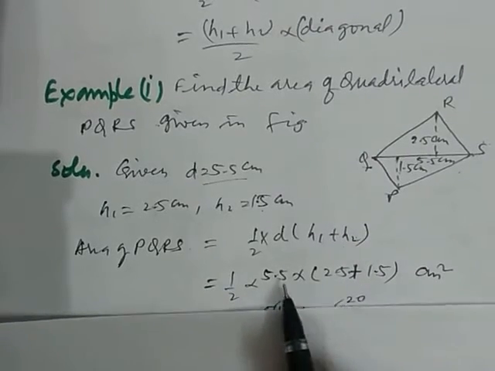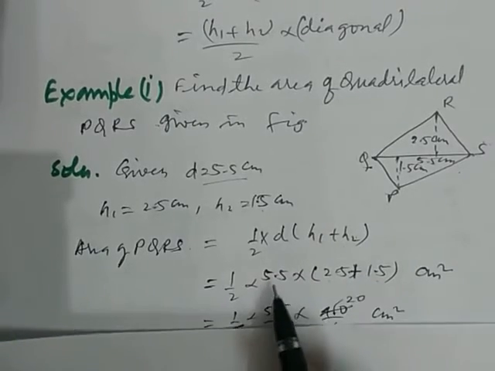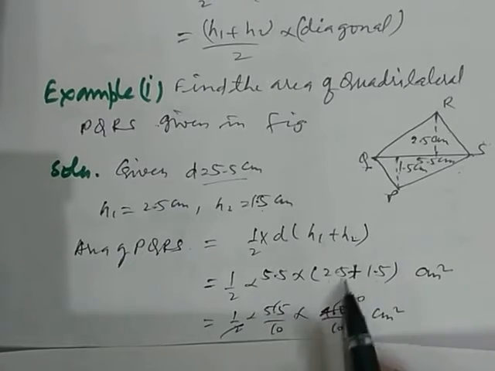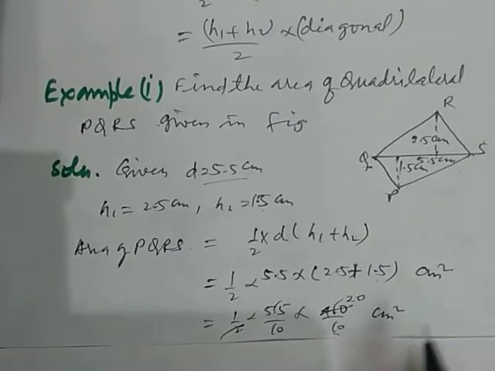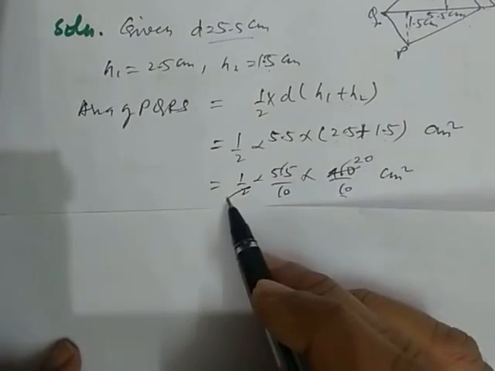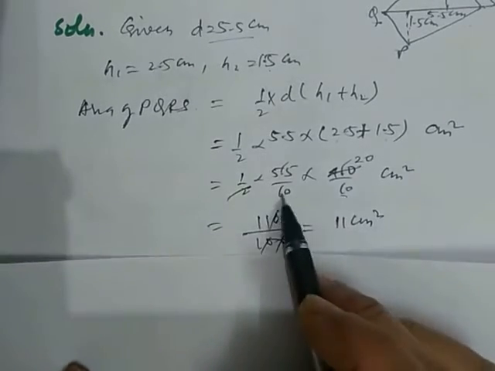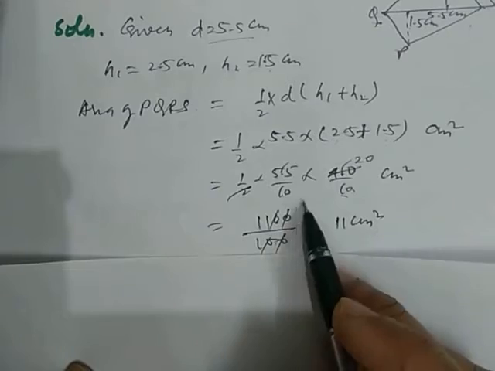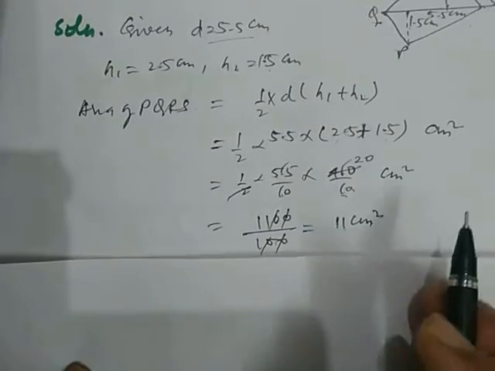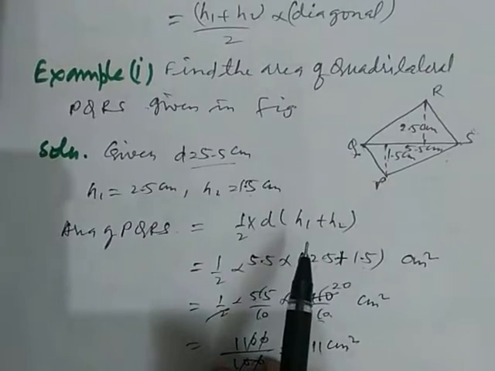Put the values: D is 5.5, H1 is 2.5, H2 is 1.5, and solve them. We remove the decimal, put 10 here, and this 4.0. Remove the decimal, put 10 here. This 40 divided by 2 becomes 20. This 10 into 10 is 100, and 55 into 20 is 1100. These 0s are cancelled out, so we get 11 centimeter square. This is the area of this quadrilateral PQRS. This way you can solve the problem.